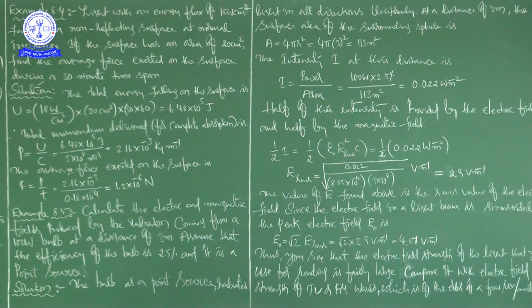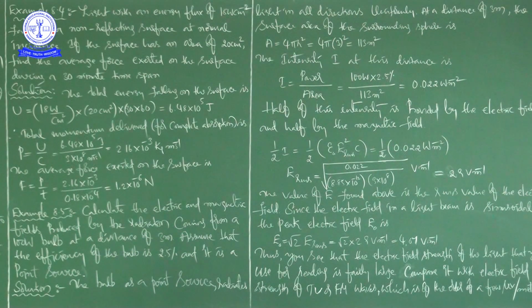See here, the bulb as a point source radiates light in all directions. It is a common phenomenon, as we know very well from the theory. Whenever the bulb is switched on, it emits energy in the form of radiation in all directions. The bulb as a point source radiates light in all directions uniformly, and he also mentioned the type of the source, that is, a point source.